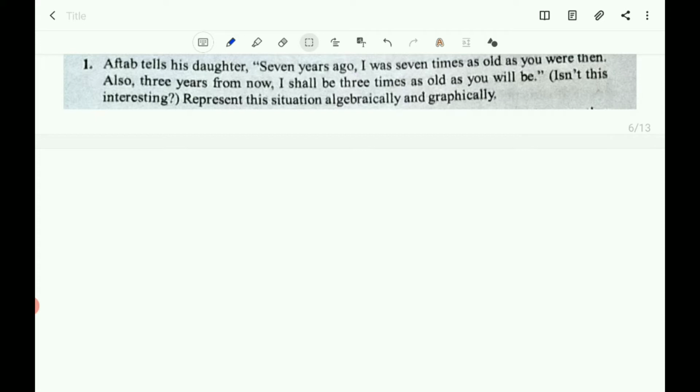Aftab tells his daughter, 7 years ago I was 7 times as old as you were then. Also, 3 years from now, I shall be 3 times as old as you will be. Isn't this interesting? Represent this situation algebraically and graphically. According to the given situation, let us take the present ages of Aftab and his daughter to be x years and y years respectively. So let us write, here you have the solution.